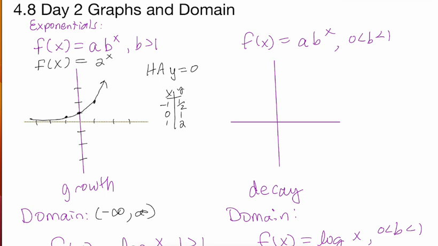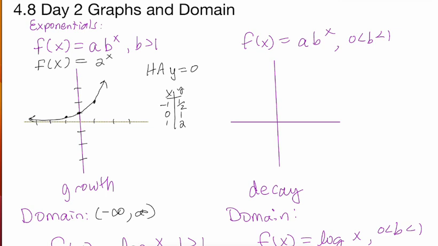It is a growth. So it never ever goes below 0. It will always increase as we go from left to right without stopping. It is always an increasing function. So that's an example of a growth.